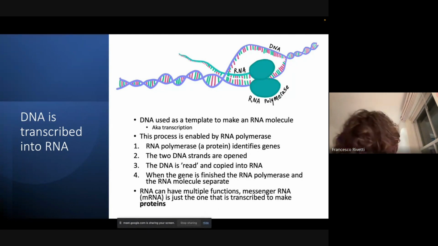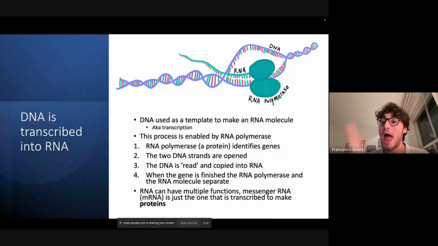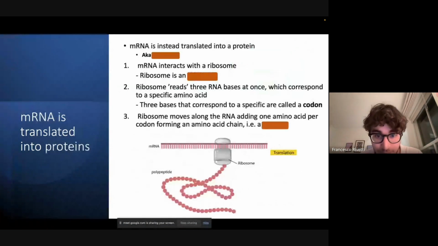It has multiple functions. But what concerns us the most is the concept of messenger RNA, which is often shortened to mRNA. mRNA, as the word suggests, messenger, is just the form of RNA that is then interpreted by cellular machinery to produce proteins. Okay, and a reminder, if anything is unclear, please interrupt me and ask. But here we're seeing the conversion of DNA to RNA that is known as transcription.